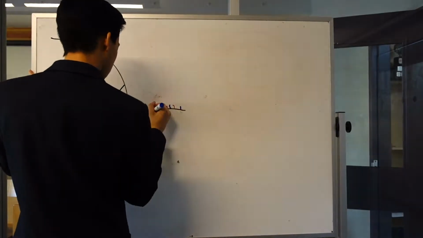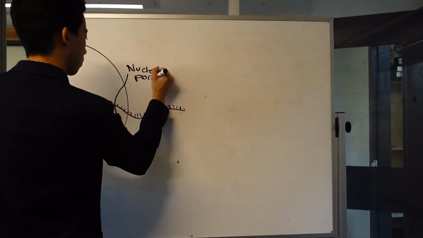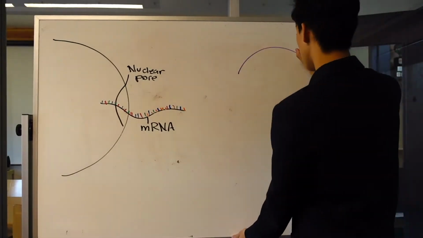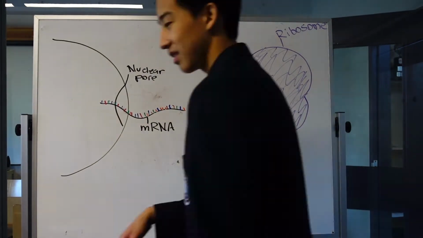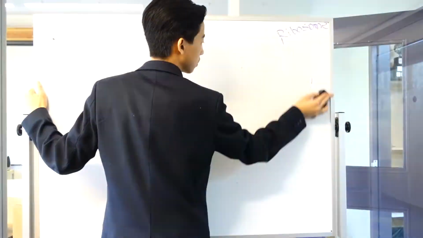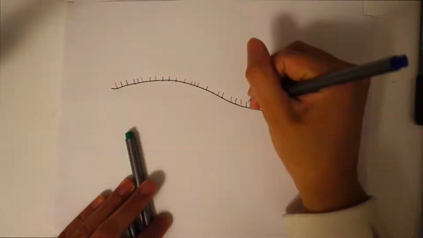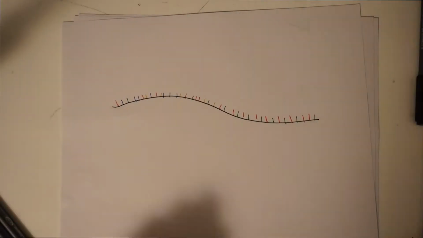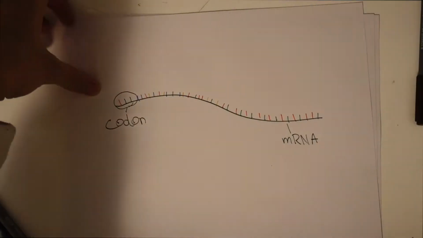After transcription is finished, the mRNA leaves the nucleus through the nuclear pores in the membrane. It then enters the cytoplasm to be read by the ribosome. This is when the mRNA is translated into a sequence of amino acids that make up the protein the cell needs. Each 3 bases code for one amino acid, called a triplet code. These groups are called codons.